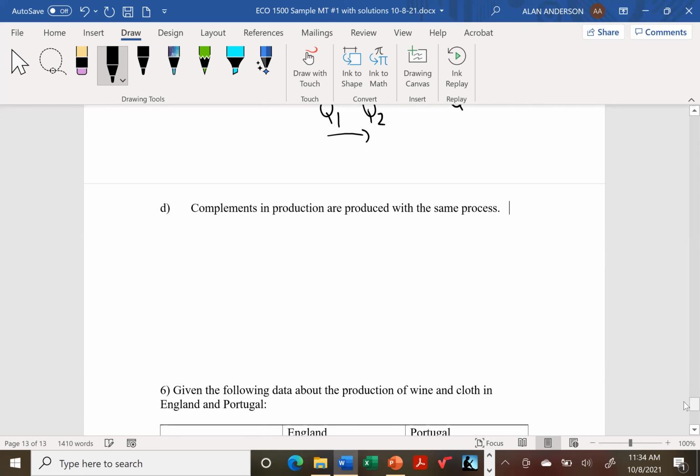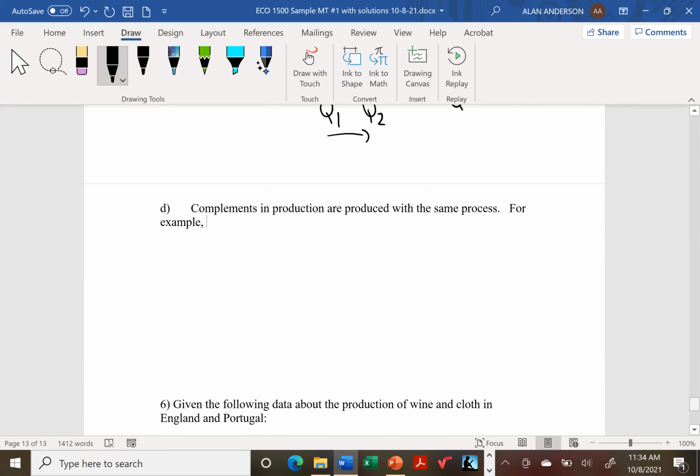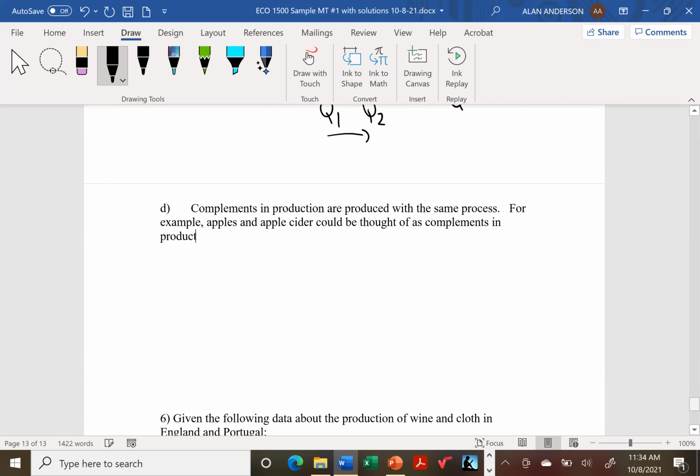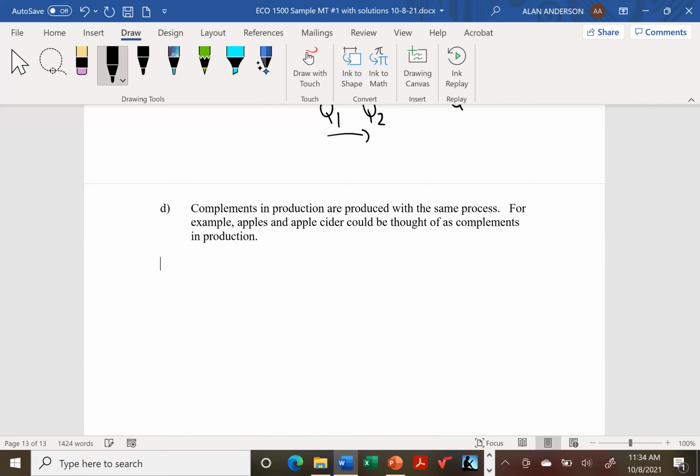For example, apples and apple cider. I would consider those to be complements in production, because you can't have apple cider without picking apples. So you can sell your apples as they are if you're a farmer, or you can turn them into apple cider. So imagine if Good X is apples and the complement in production is apple cider.